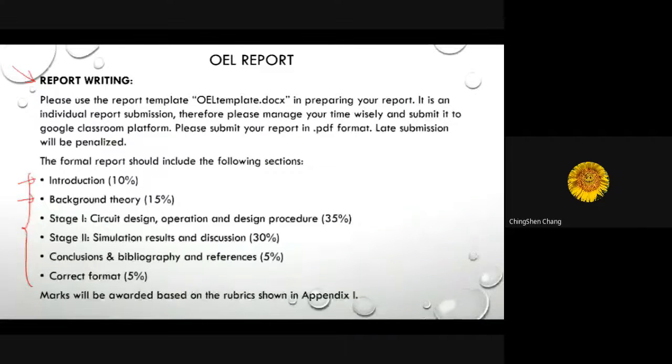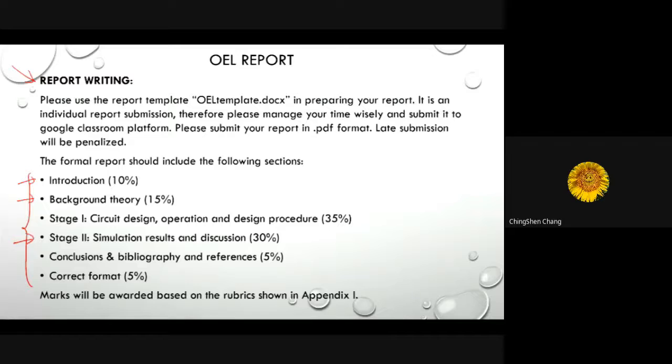For stage number 2, which is the simulation result and discussion: from all the waveforms that you have generated in CCM and in DCM, you need to comment and compare with the theoretical value. If it's not the same, why is it not the same? You can write down the reasons. It should be the same, but sometimes it might not be due to the software settings, or maybe you calculated wrongly. That is what you need to find out.